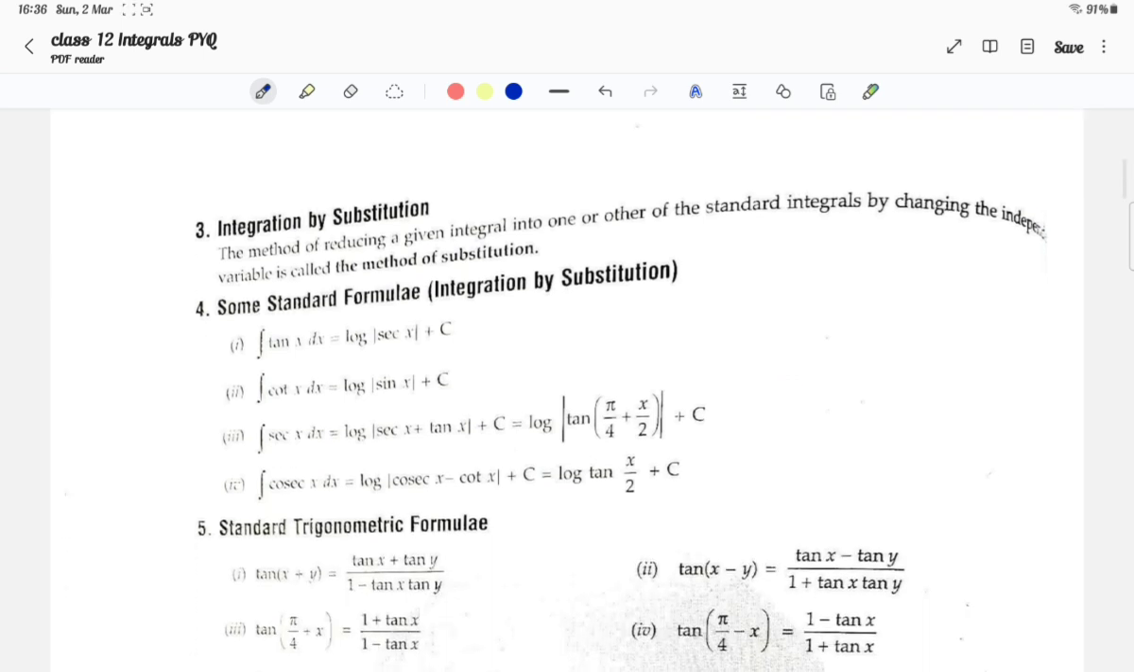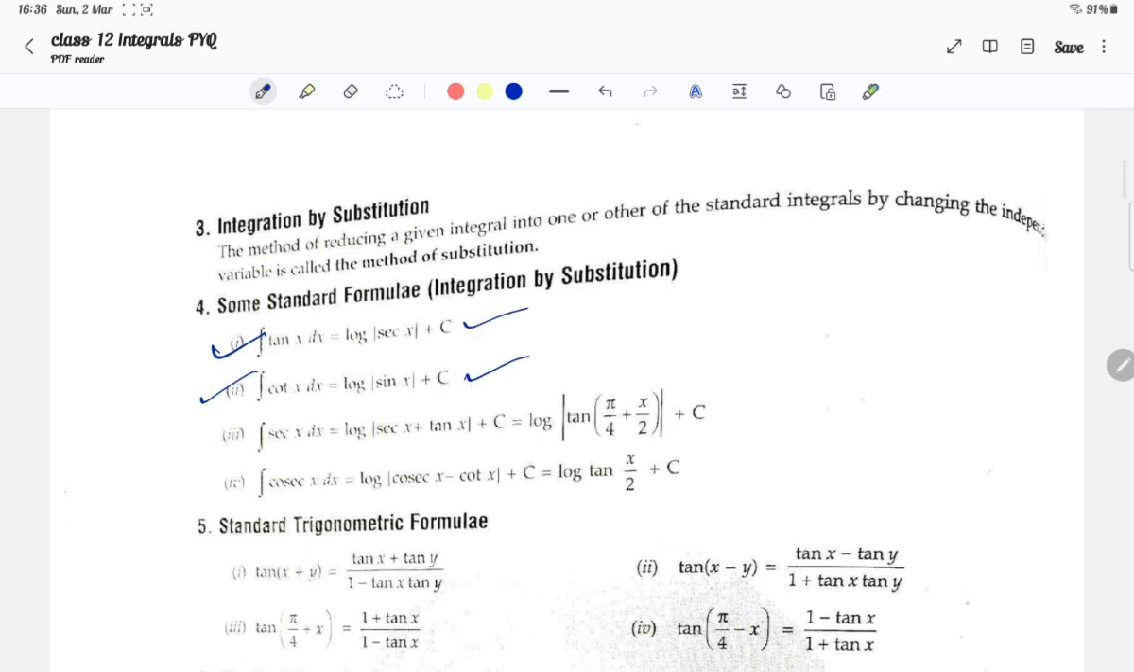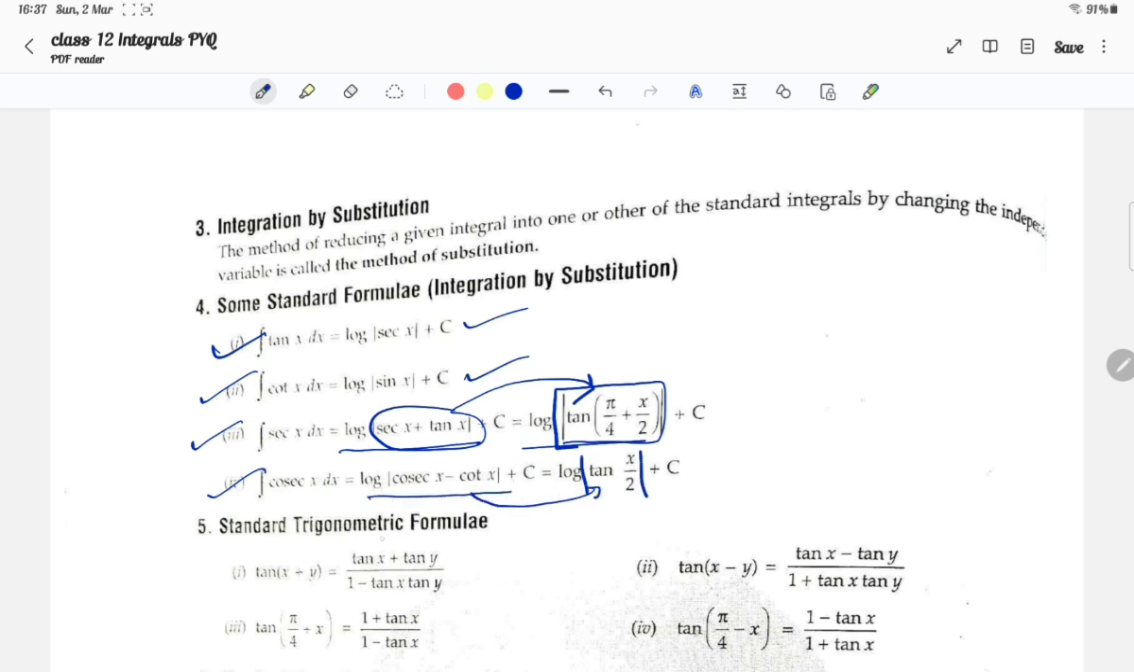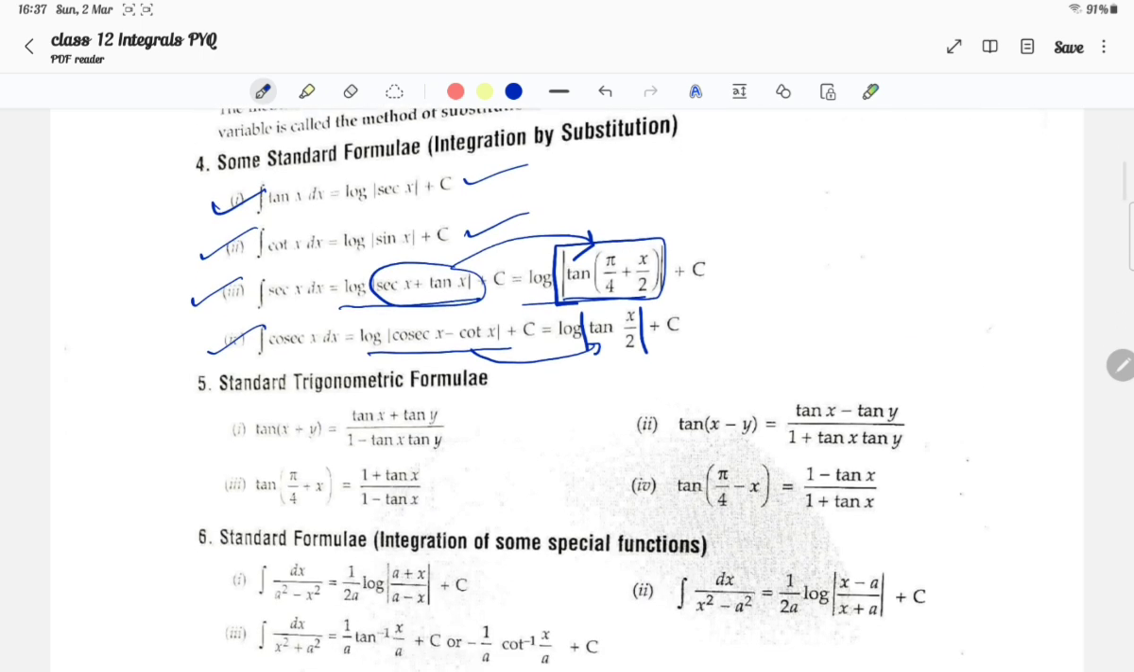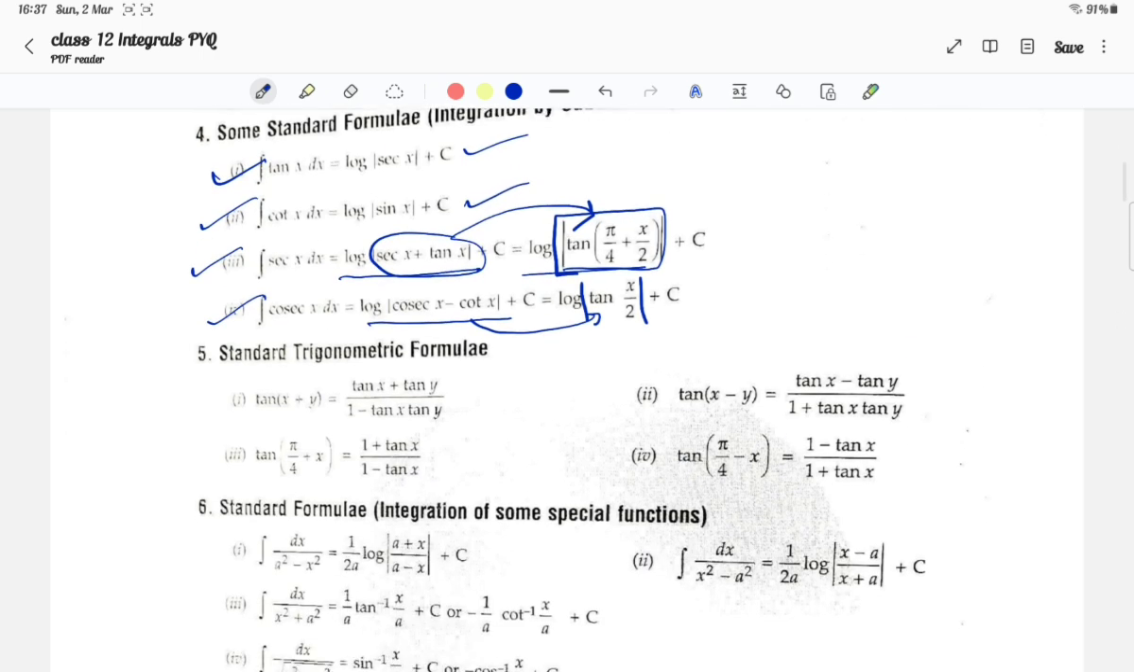Some standard formulas also come from integration by substitution. Integration of tan x is log of mod of sec x, integration of cot x is log of mod of sin x, integration of sec x is log of sec x plus tan x, or log of tan of pi by 4 plus x by 2. Basically sec x plus tan x is the same as tan of pi by 4 plus x by 2, with the help of trigonometry. And integration of cosec x is log of cosec x minus cot x, which is the same as log of tan x by 2. Understood? Those 4 formulas are very important, so you have to remember them.